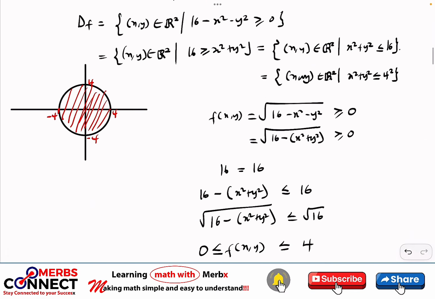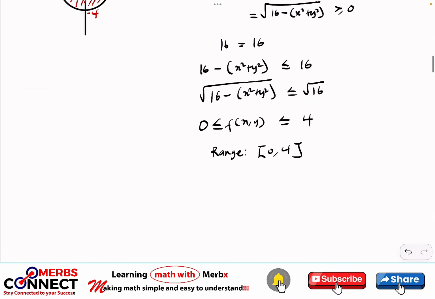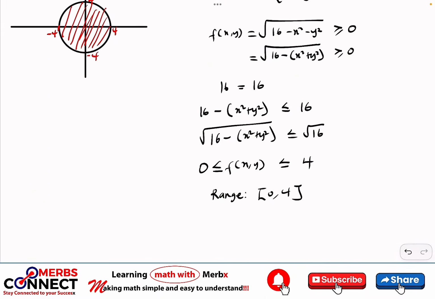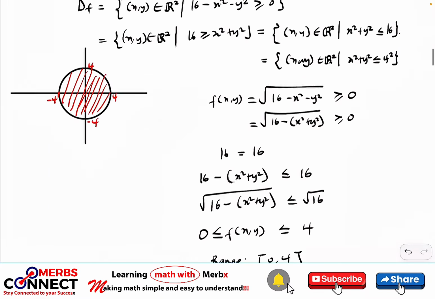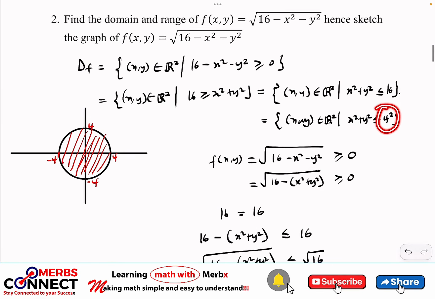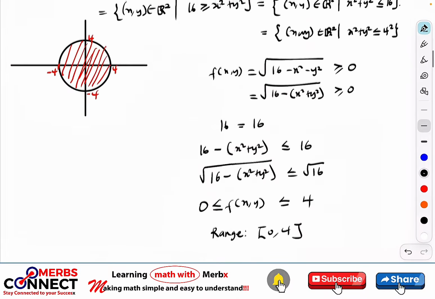So don't forget, our domain here is a circle with center 0, 0 and radius of 4, right? And this is a disk because it's going to be inside because of less than or equal to. So that's basically what is going to happen here. But what is the range here? The range that we have here is a sphere with a center 0, 0, 0 and then a radius of 4. So that's basically what is going to happen here. But let's see what is going to happen, right?